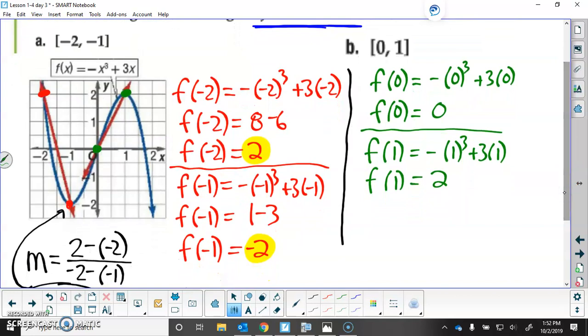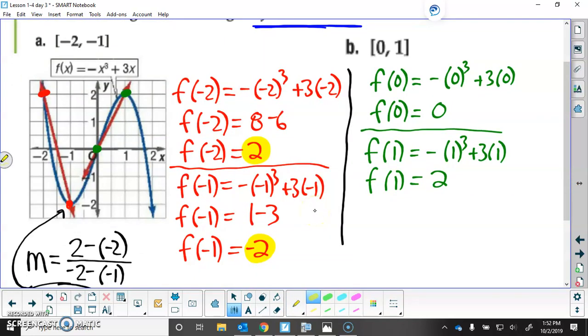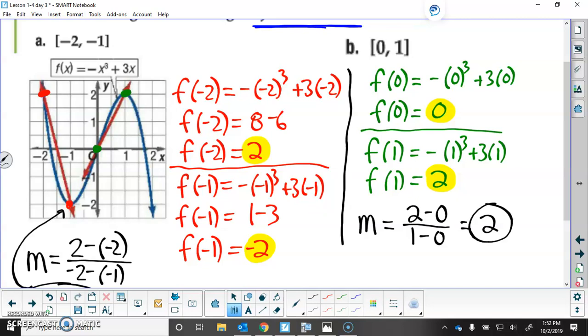Now we have to use these 2 outputs, the 2 outputs with the given inputs. To find the slope, take the change of y, 2 minus 0, over the change of x, 1 minus 0, and that's going to give us 2. So our average rate of change is 2.